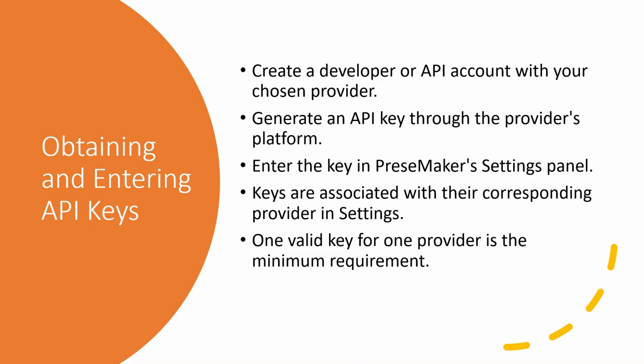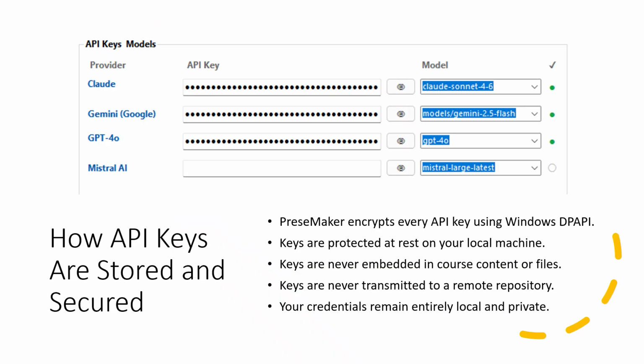The good news is that you don't need to set up all 4 providers to get started. A single valid key from just one provider is all that's required to unlock the full set of AI features in PreseMaker. Security is a core consideration in how PreseMaker handles API keys.